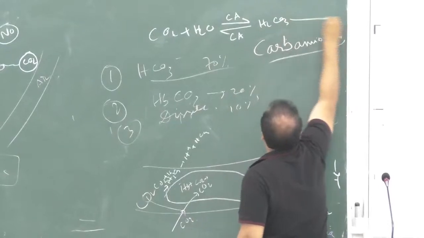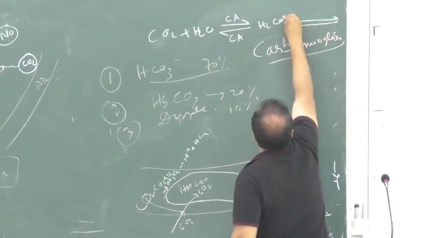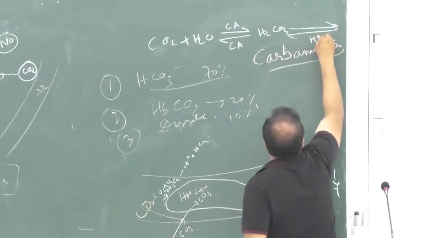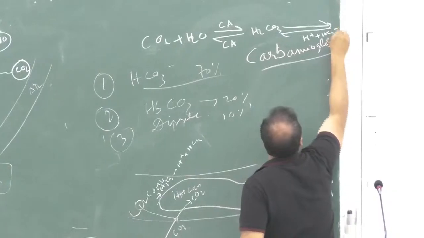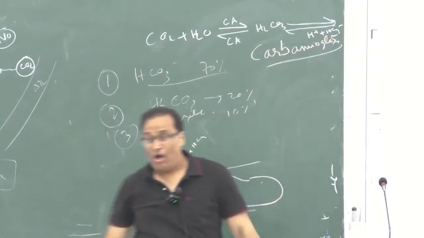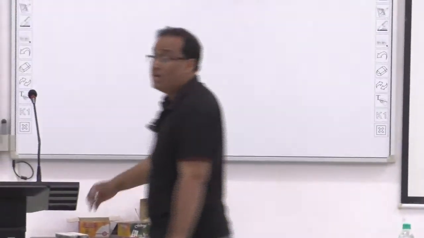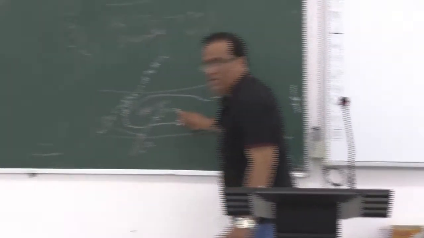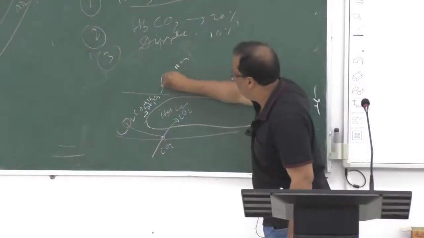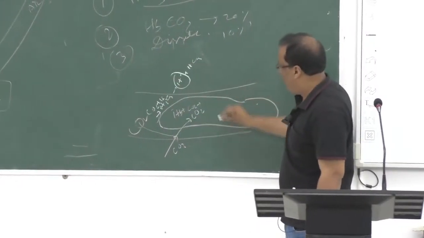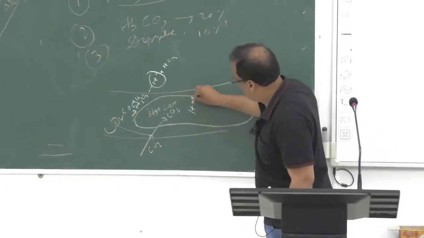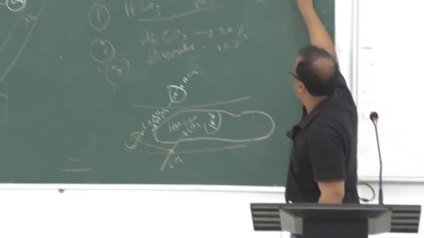This is also reversible and it's called HCO3. H plus is coming in the plasma as well as inside the RBC. তাহলে এখানেও আমার H plus আসছে, আবার আমার এখানেও H plus আসছে। এই যে আসছে H plus.